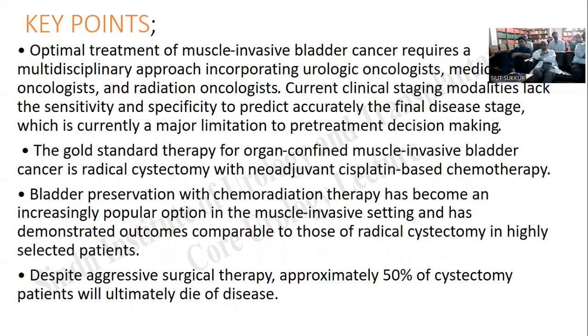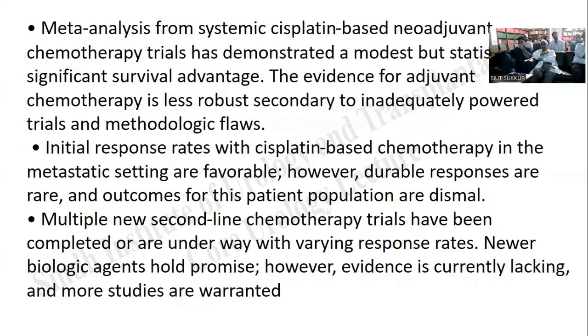Despite aggressive surgical therapy, approximately 50% of cystectomy patients will ultimately die of disease. Meta-analyses of systemic cisplatin-based neoadjuvant chemotherapy trials have demonstrated a modest but statistically significant survival advantage. The evidence for adjuvant chemotherapy is less robust, secondary to inadequately powered trials and methodological flaws. Initial response rates with cisplatin-based chemotherapy in the metastatic setting are favorable. However, durable responses are rare, and outcomes for this patient population are dismal.